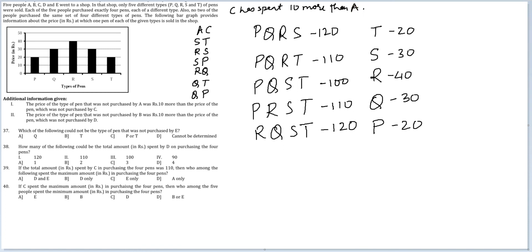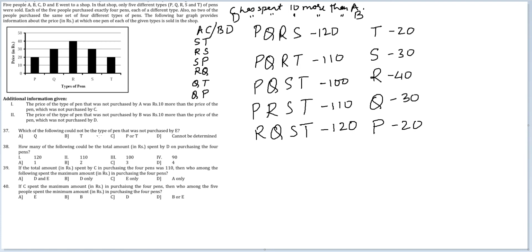Next point is the price of the pen that was not purchased by B was 10 more than the price of the pen which was not purchased by D. So AC or BD, D has spent 10 more than B. These two conclusions you can get. There will be multiple cases. I don't want to write down cases. We'll go individually question wise to see whether there is something to be done there.